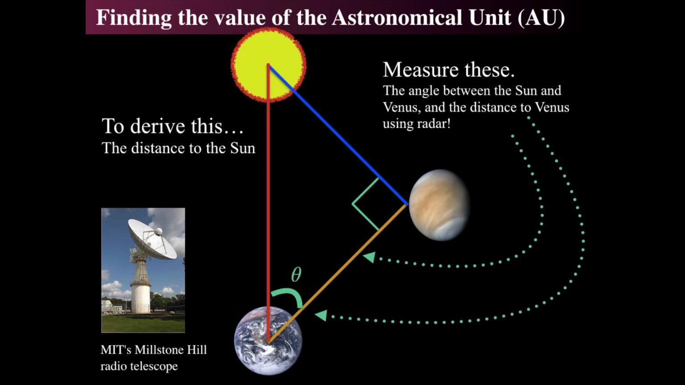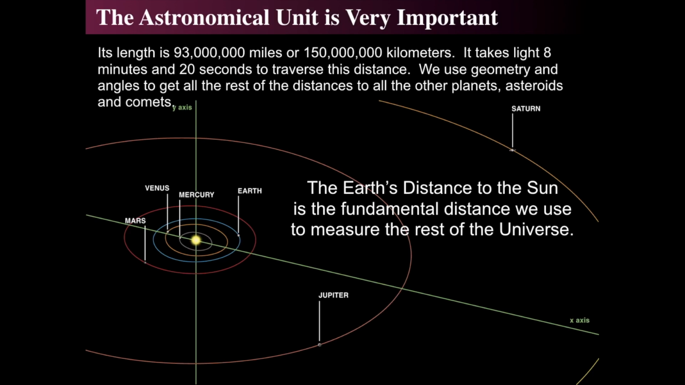And so all you have to do is measure the angle between the Sun and Venus when it's at quarter phase, get that distance of the yellow line from radar, and that will give you the red line, which is the astronomical unit. So the angle theta is what we're trying to measure in the sky, meaning the position of the Sun and Venus, and then we bounce radar off of Venus to get the distance to the yellow line, and that gives us the astronomical unit. In so doing, we've learned that the astronomical unit is, by definition, 150 million kilometers, or 93 million miles, and it takes light 8.5 minutes to go that far.